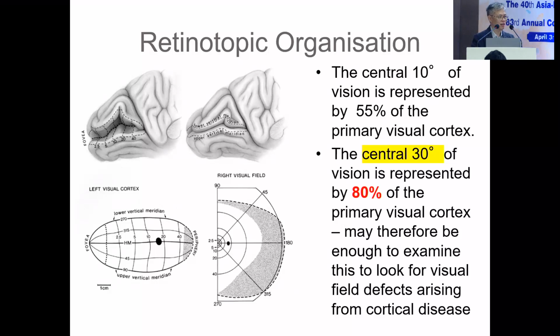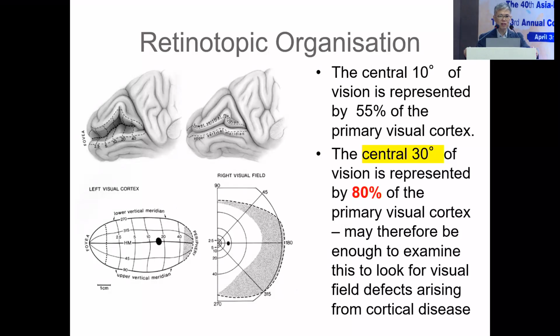First is to understand anatomically the retinotopic organization of your visual fields, and to understand that in the brain, the central 10 degrees of your vision is represented by slightly more than half of the primary visual cortex, and the central 30 degrees will be represented by 80% of the primary visual cortex. So as foveate animals, a lot of our brain's surface for vision is taken up by the central vision.